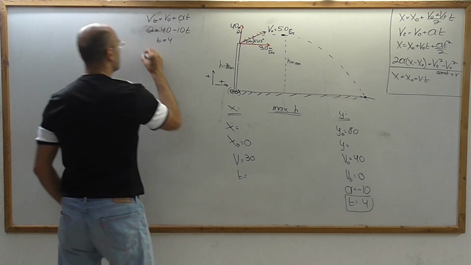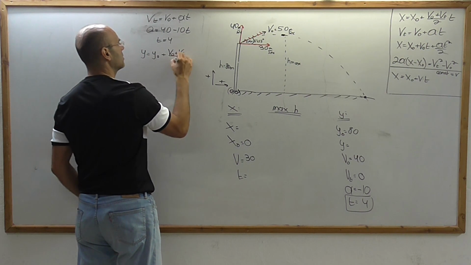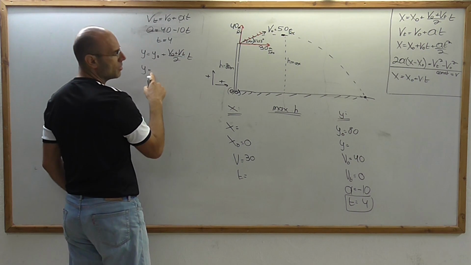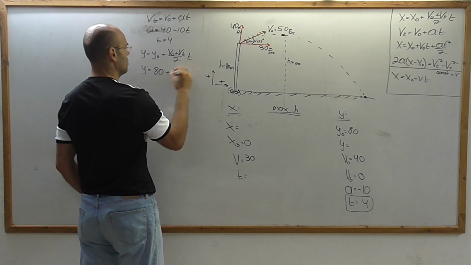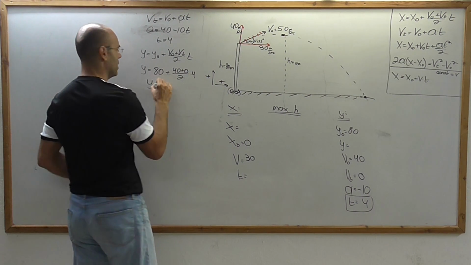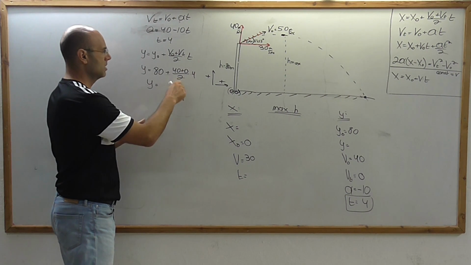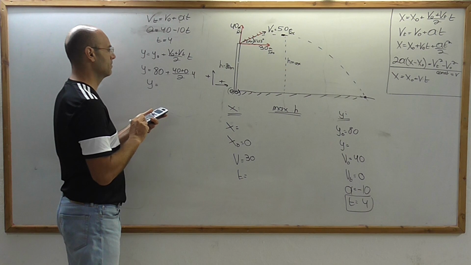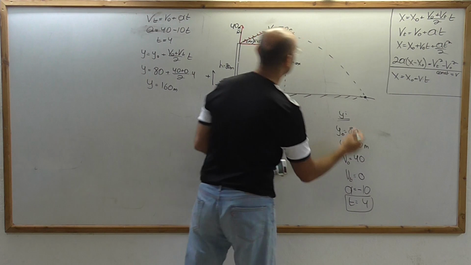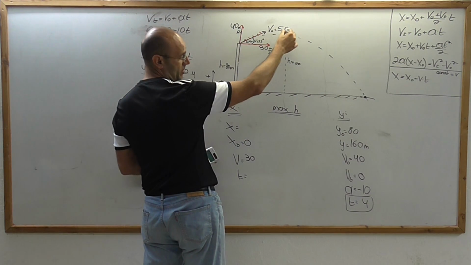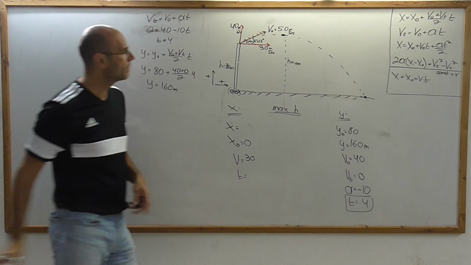Let's see the y. Let's choose the first equation because we have enough data for it. So y equals y0, which is 80, plus v0, which is 40, plus 0, over 2, multiplied by 4. Y max will be 80 plus 20 multiplied by 4. 160 meters. Okay, so the maximum height is 160. It means that it went 80 more to the top.